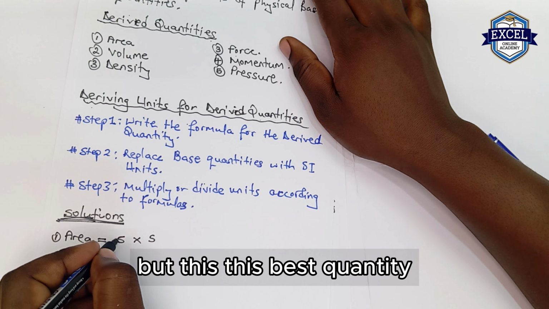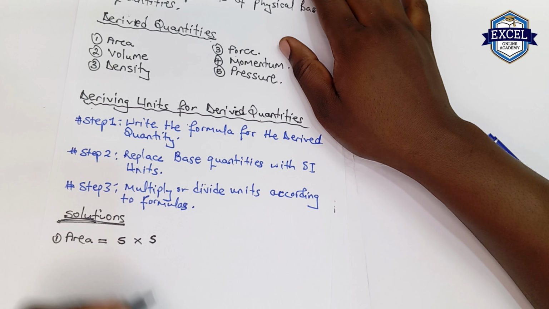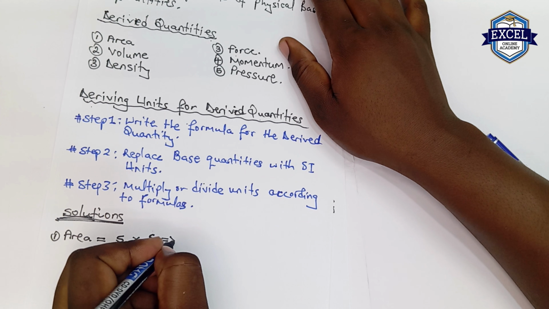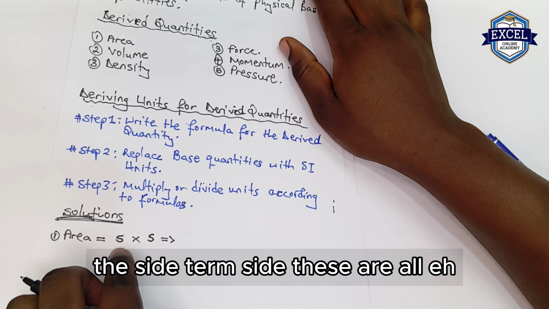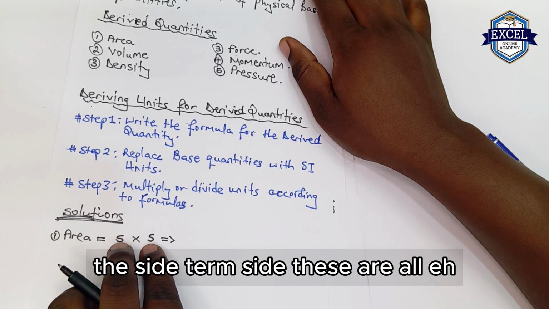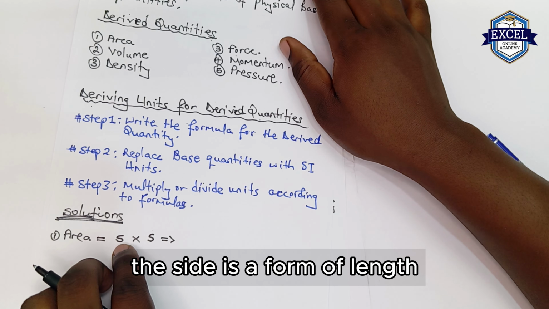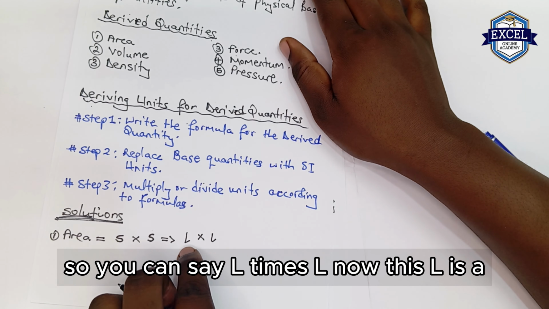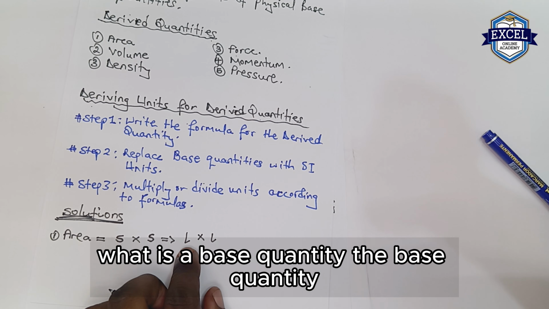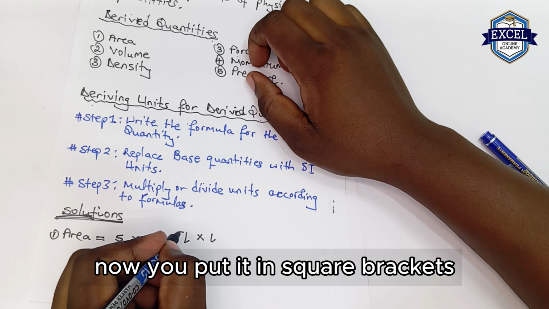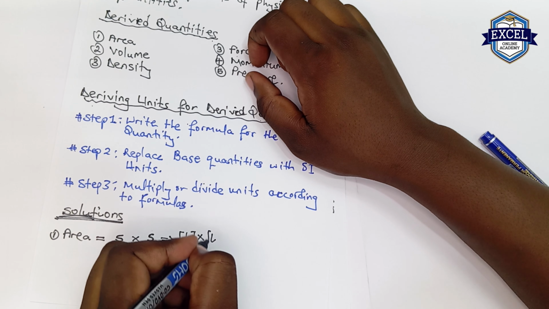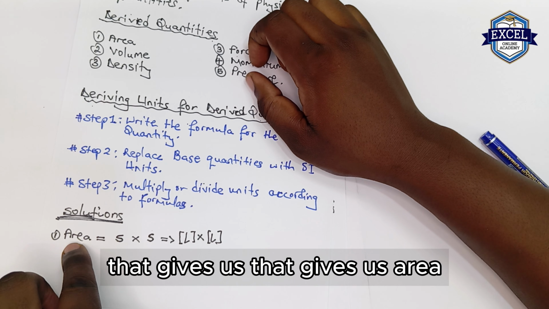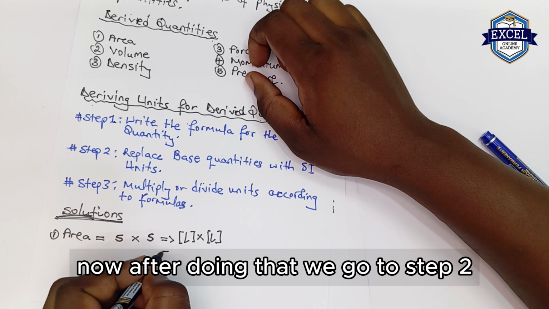The side is a form of length, so you can say L times L. Now this L is a base quantity. The base quantity you put in square brackets. So it's length times length. They give us area. Now after doing that, we go to step 2.